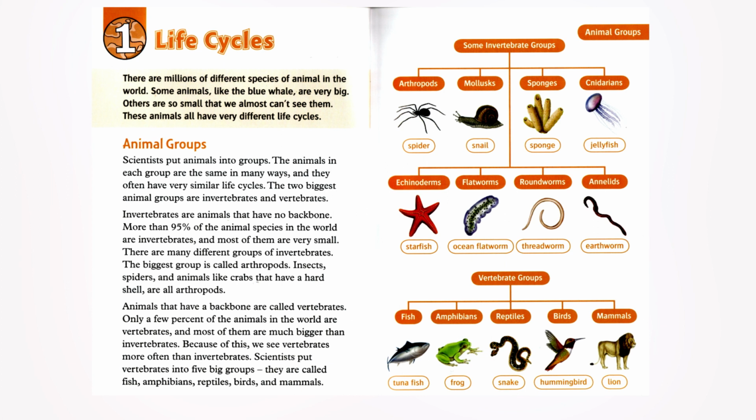Animals that have a backbone are called vertebrates. Only a few percent of the animals in the world are vertebrates, and most of them are much bigger than invertebrates. Because of this, we see vertebrates more often than invertebrates. Scientists put vertebrates into 5 big groups. They are called fish, amphibians, reptiles, birds, and mammals.